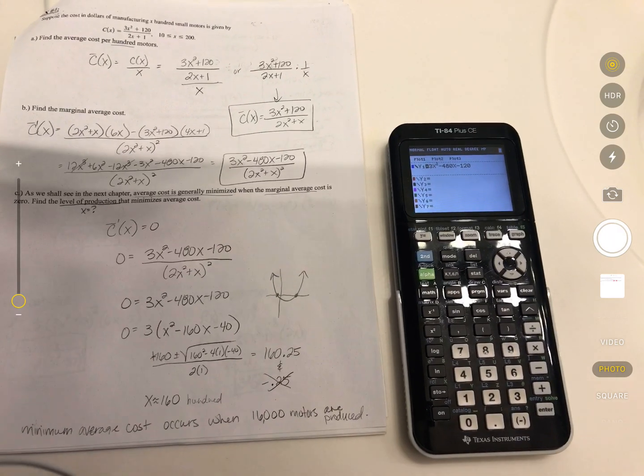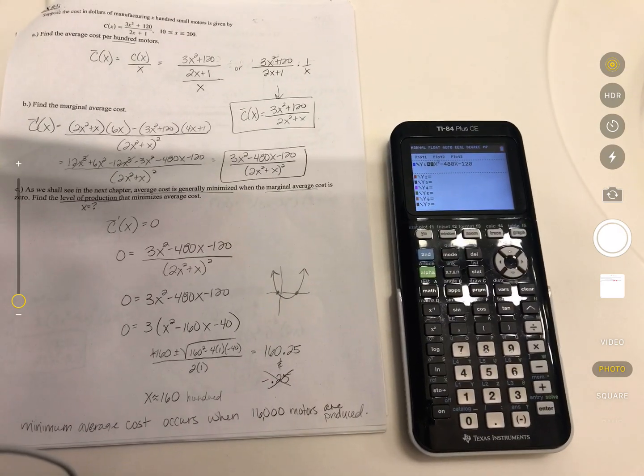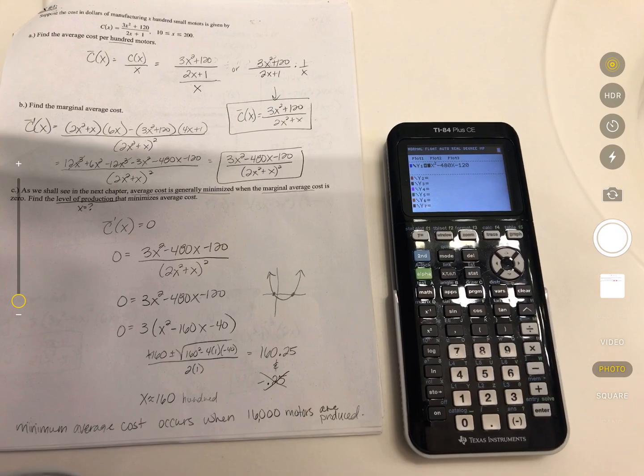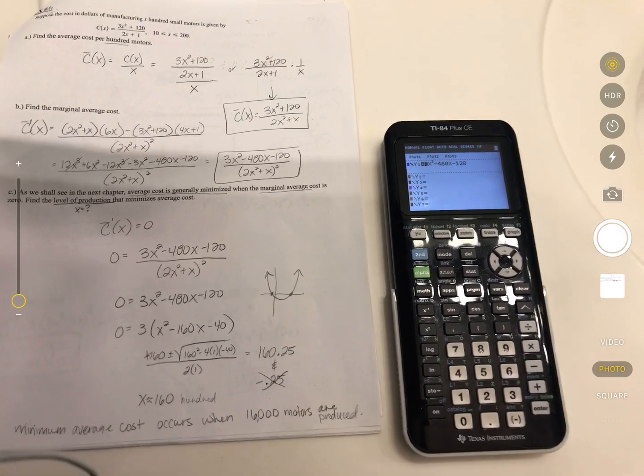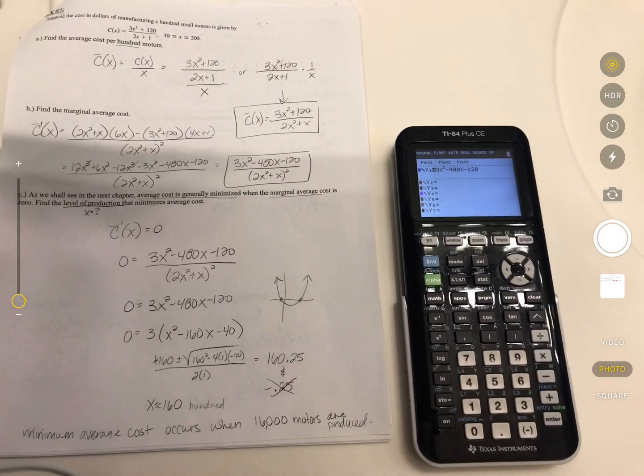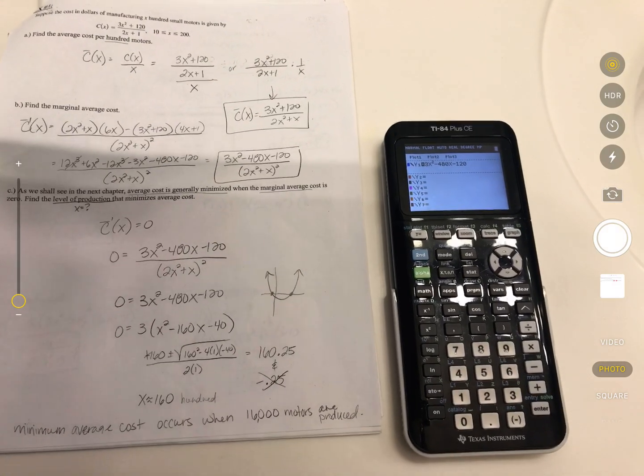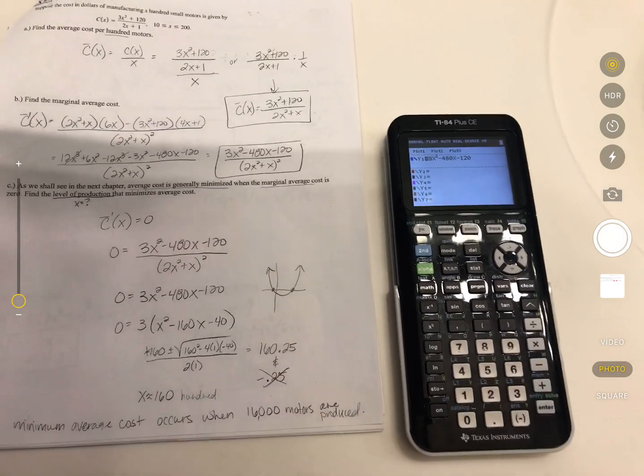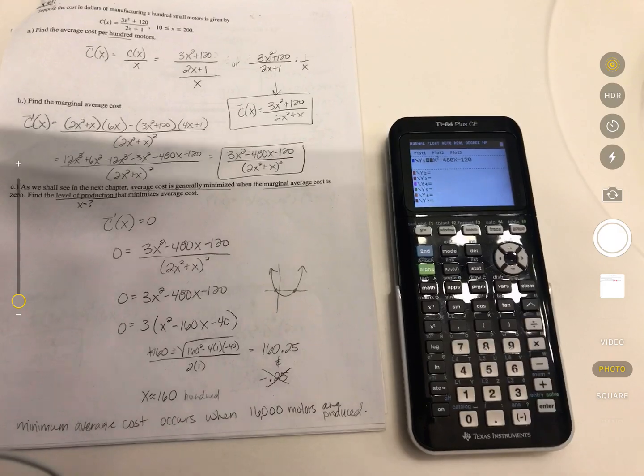You could factor out a 3, a GCF, and use the 1, the negative 160, and the negative 40 as your A, B, and C. Or you can use the 3, the negative 480, and the negative 120 as your A, B, and C in your quadratic formula. Those two ways would work.